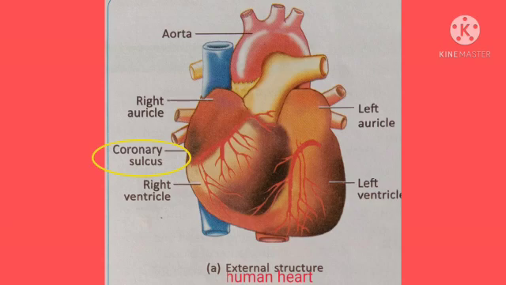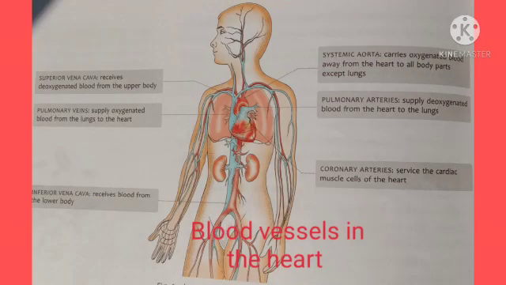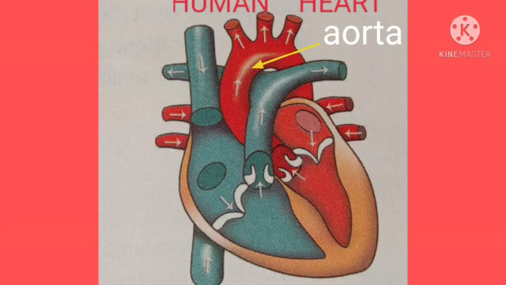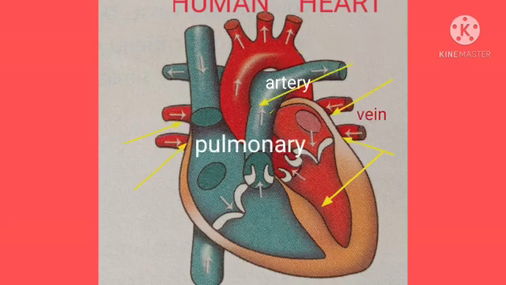The coronary arteries and veins. The coronary arteries supply blood to the heart muscles, and the veins bring deoxygenated blood to the right auricle through the coronary sinus. Aorta is the main artery arising from the left ventricle. It carries oxygenated blood from left ventricle to all parts of the body except the lungs.